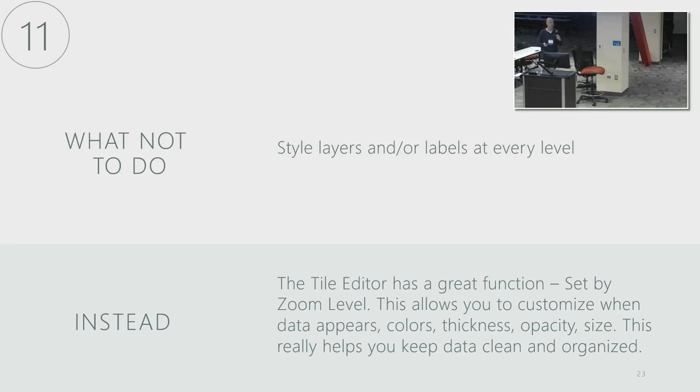The tile editor has some great functions where you can just change the zoom scale or the size of like a road or something as you zoom in. So it's one layer, but the zoom by scale actually controls the style as you zoom in. And you can do more than just like the width of roads. You can do the colors, transparency, so you can get really creative with one layer, but how it's affected at each zoom level as you move in. So that was really, really powerful.